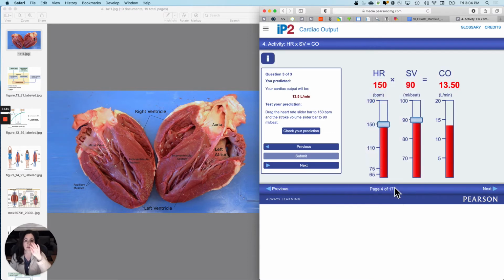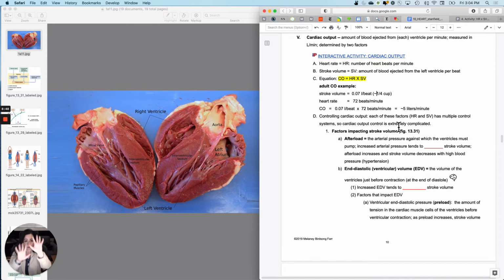Okay, so the exercise here was very simple, but it's basically just to make you experience how either heart rate or stroke volume or both can impact your cardiac output. So now let us get into what's going on here. So this is a typical adult cardiac output example. Stroke volume of 0.07 liters per beat. We could do that in milliliters if we wanted to, which is around a quarter cup, by the way. And the heart rate within normal of about 72 beats per minute.